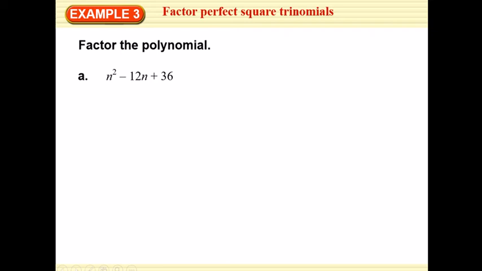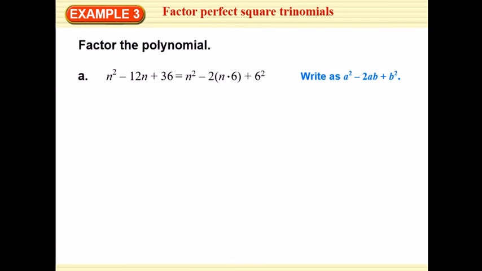If I double that, that's 12. So this is a perfect square trinomial. That's the process I always think about: take the square root and double it, and I should get that middle term here, that b. So I rewrite it in that form.